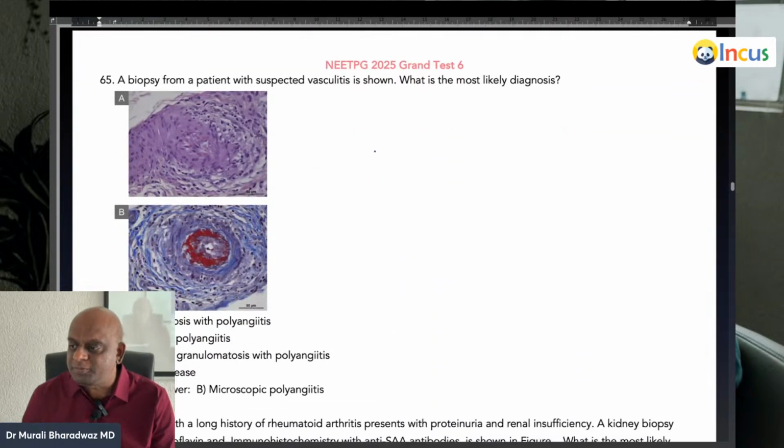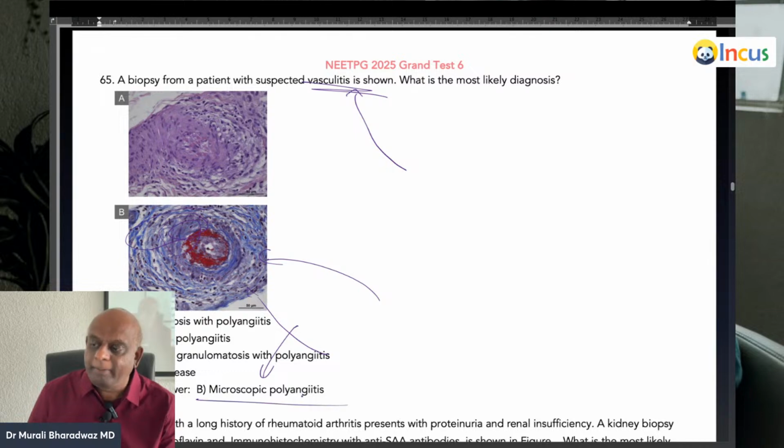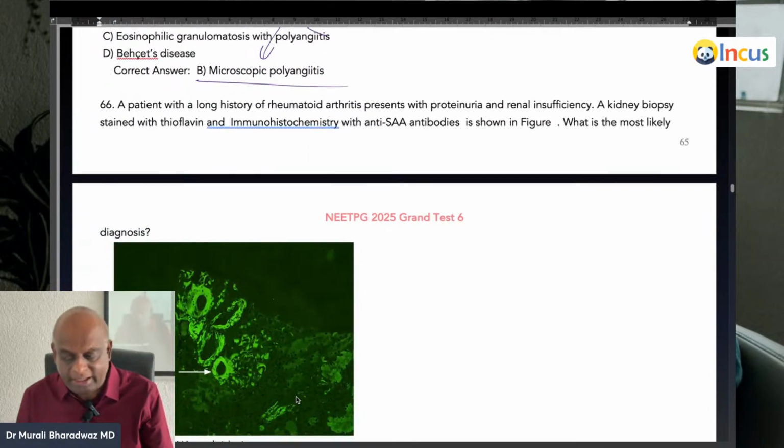A biopsy of a suspected vasculitis is being shown. So this is a classical example of fibrinoid necrosis. This is called fibrinoid necrosis in the blood vessel, which is seen in microscopic polyangiitis, is what you need to remember.